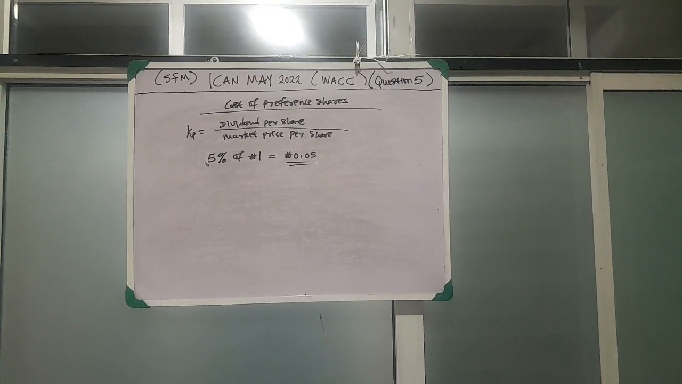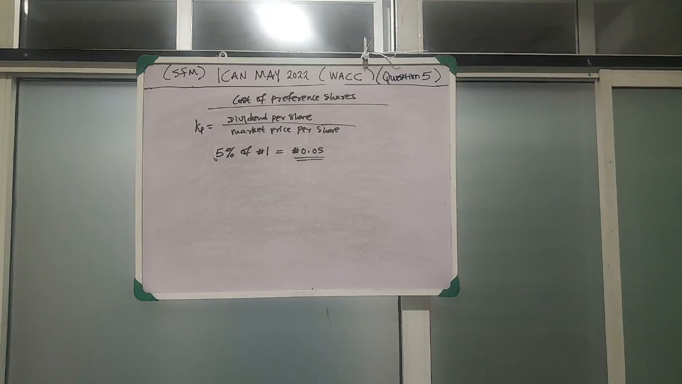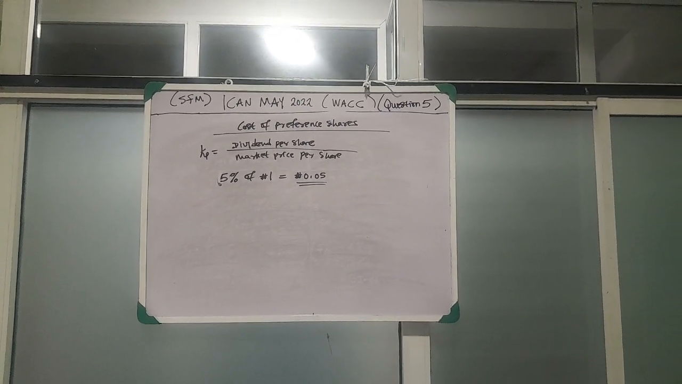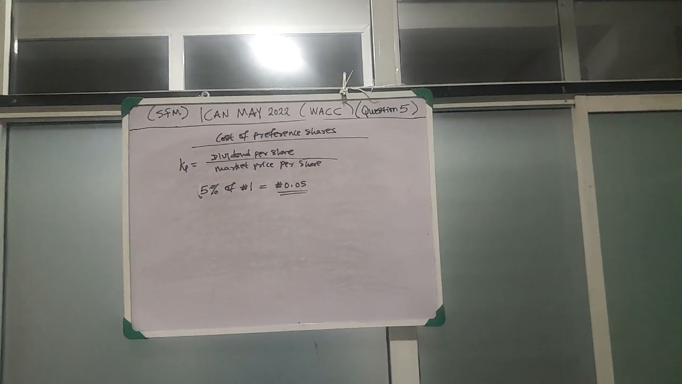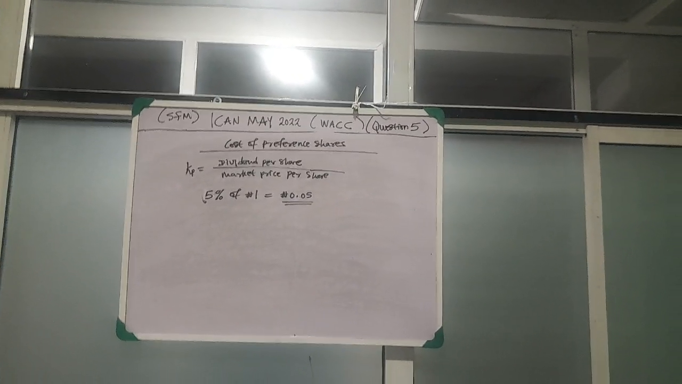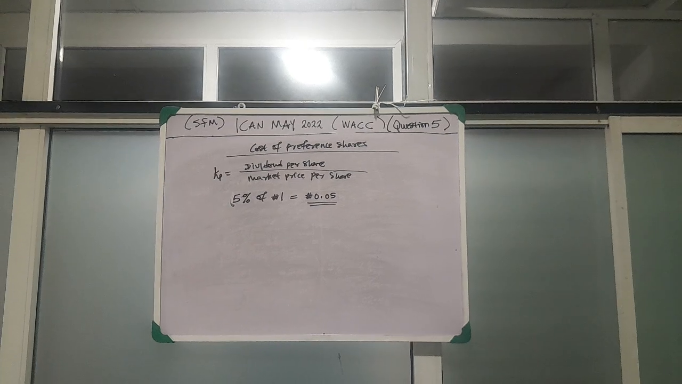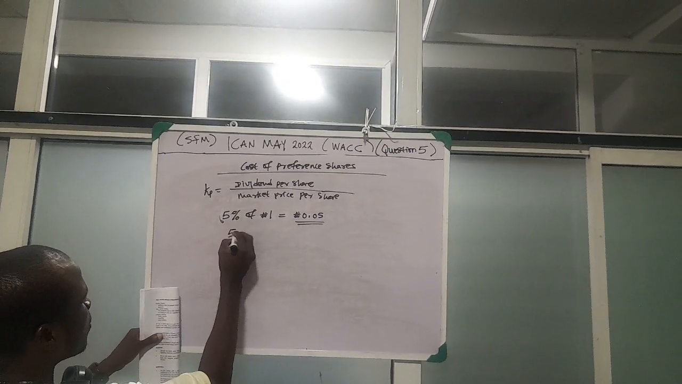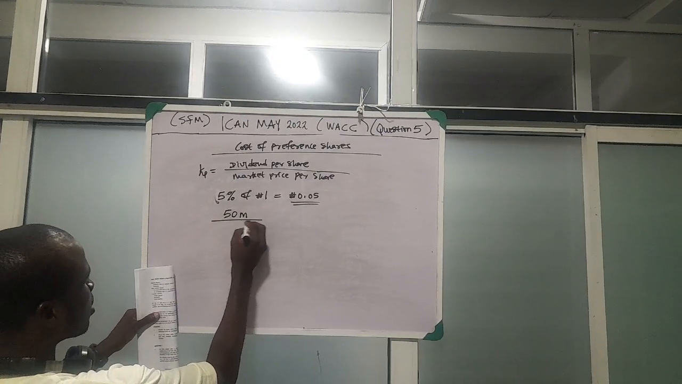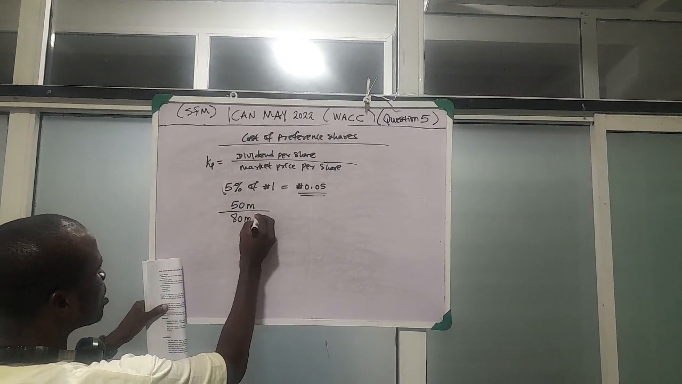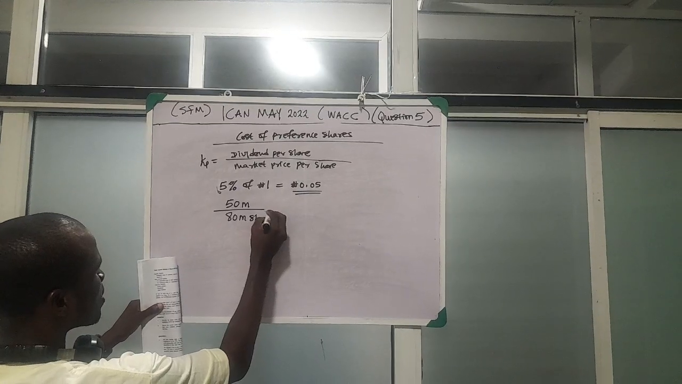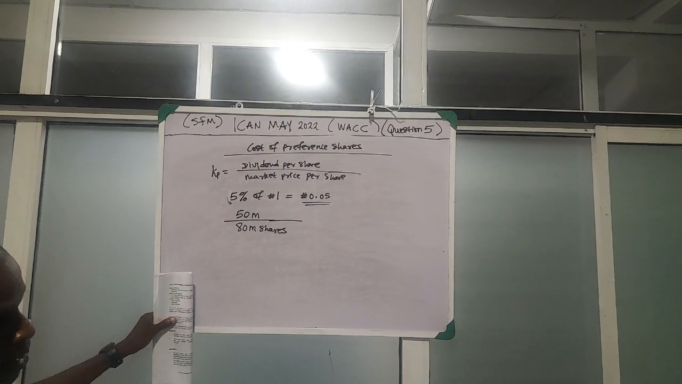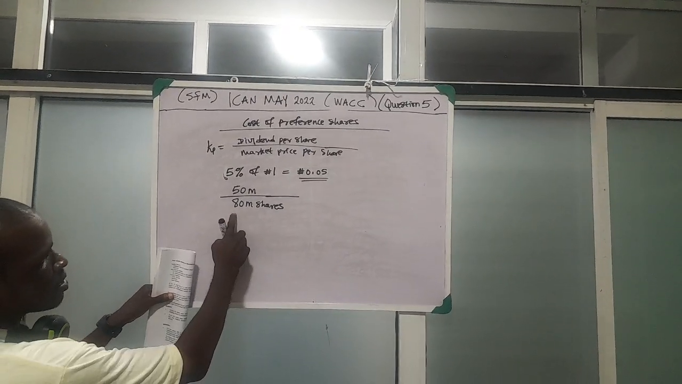Based on what we have here, the market value of preference shares is 50 million. In our table, we only have 5% preference shares at 1 naira nominal value, which is 80 million. So we divide the 50 million by 80 million shares. Because we have 80 million naira, divided by 1 naira per share, that gave us 80 million shares.